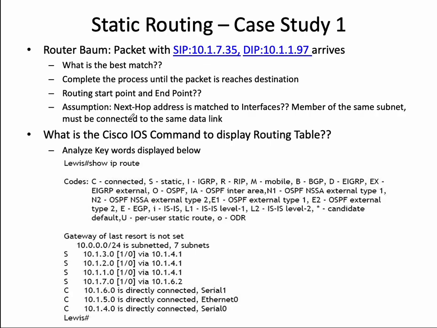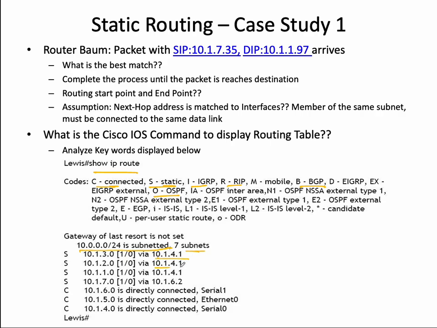Now there is a command, right? If you do show IP route, then you can take a look. This is how you will see it: S means static, C is connected, I stands for IGRP, R stands for RIP, B stands for BGP, right? O stands for OSPF. So if we look at it here, this is subnetted, 10.0.0.0 slash 24 is subnetted with 7 subnets, right?